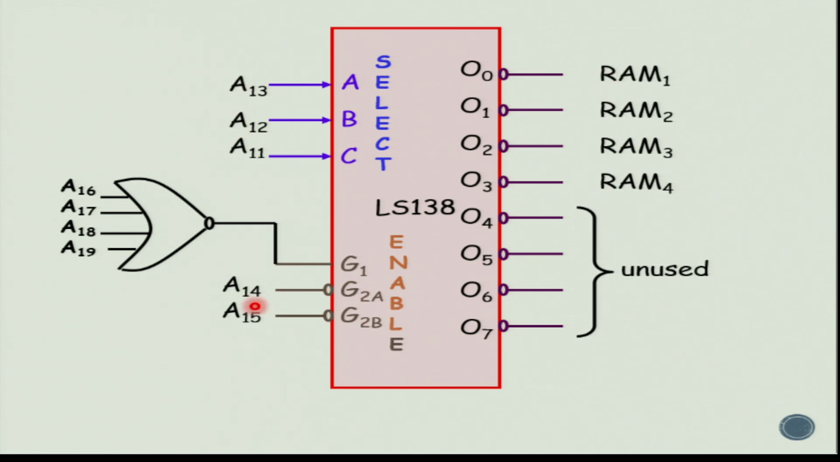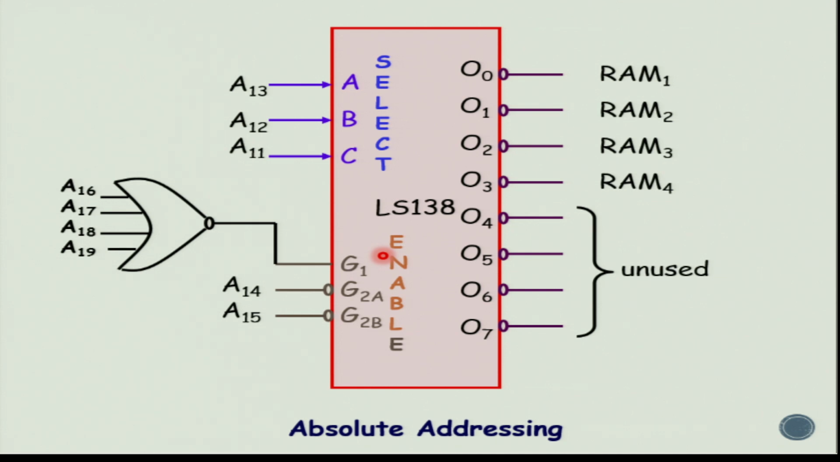The rest of the address lines were used for enabling the decoder. A14, A15 always low go to decoder G2A bar, G2B bar. A16 to A19 were connected to a NOR gate. Simple reason: the NOR gate is the only gate which will give you a high output when all the inputs are low. So when A16 to A19 are all low, only then the output of the NOR gate is high. So this goes as G1. This is what is called absolute addressing, where you make use of all address lines starting from A0 to A19.